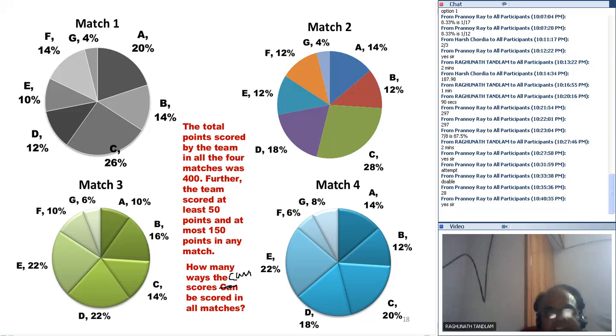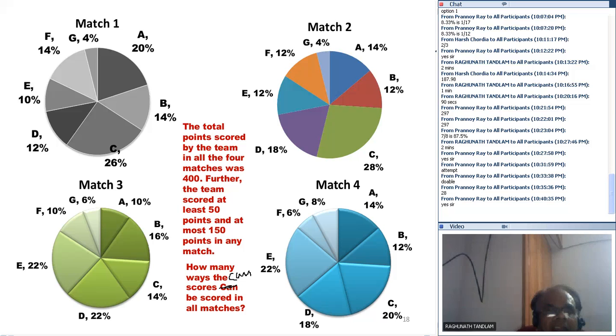Now, the idea is not answering the question itself. Can the score in any match be other than 50, 100 and 150? Can scores in a match be either 50, 100 or 150 only? Why? The scores in any match can be either 50 or 100 or 150. Why? Vignesh, clear with that? Why? Points have to be an integer.